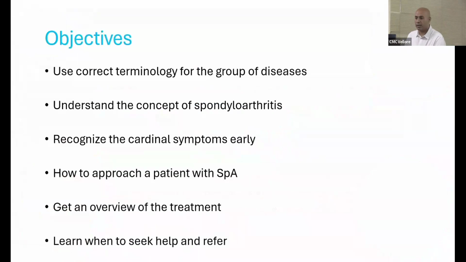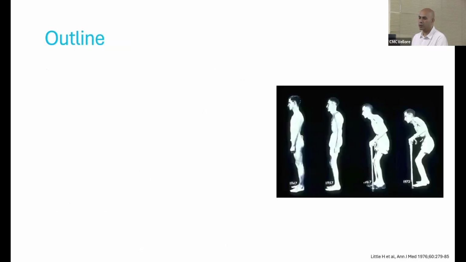By the end of this lecture, you should be able to use correct terminology, which is very important these days because spondyloarthritis as such is a broad term, which has a lot of diseases incorporated in itself. So you need to use the correct terminology for the group of diseases, understand the concepts of spondyloarthritis, recognize the cardinal symptoms, know how to approach a patient with SpA, and get an overview of the treatment. And the most important thing, at least at this stage, would be to learn when to seek help and to refer, right? That's the most important thing.